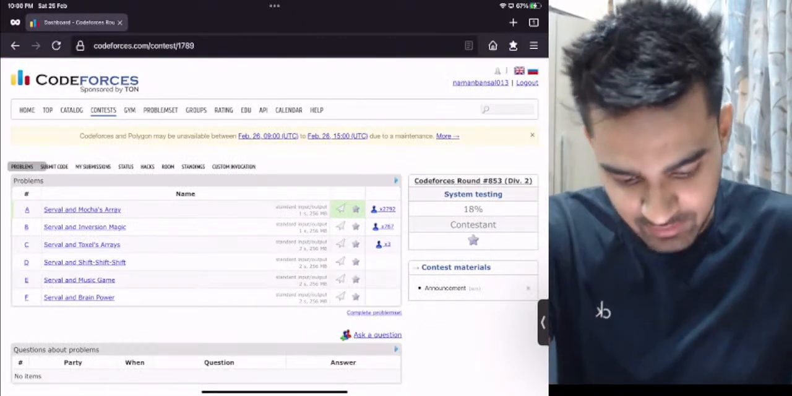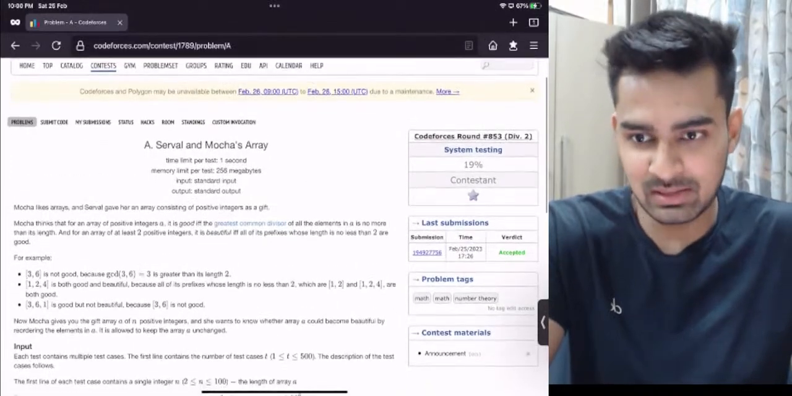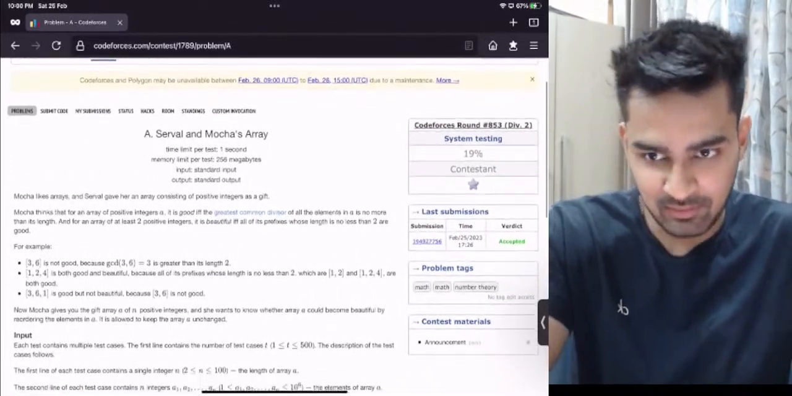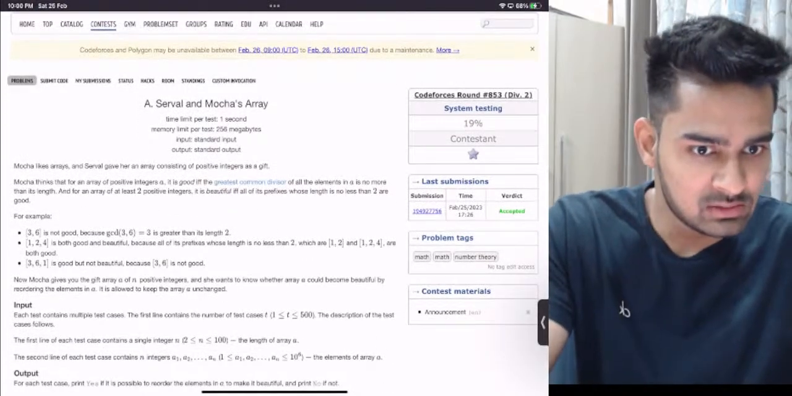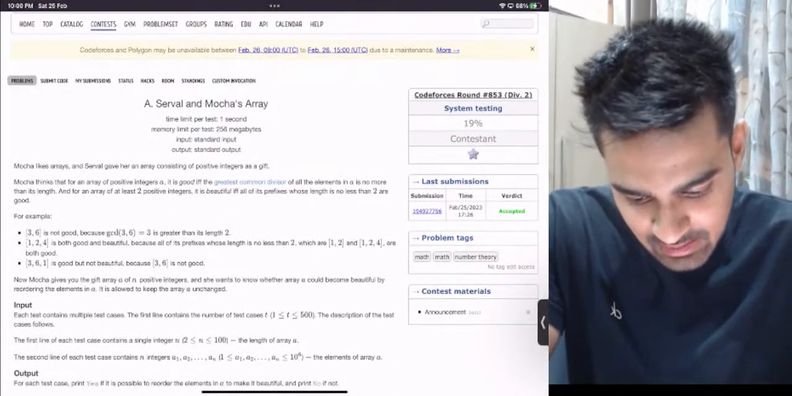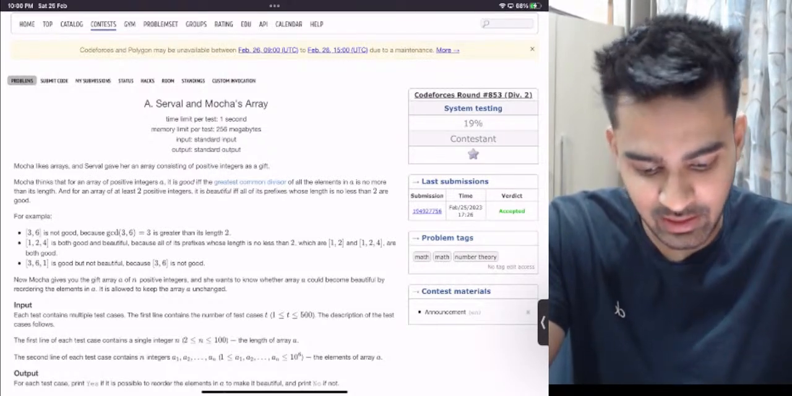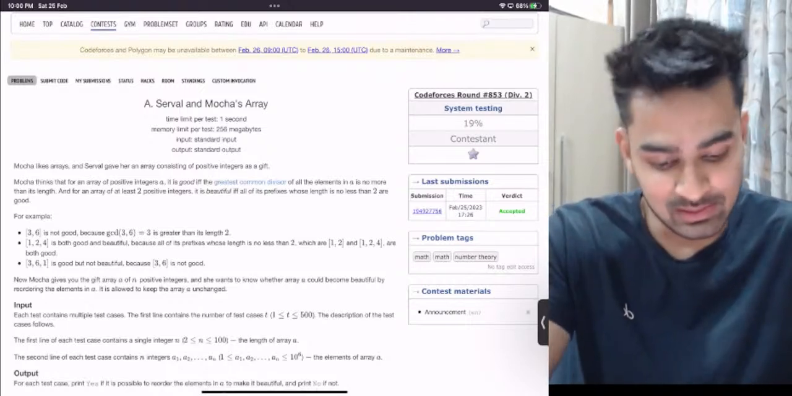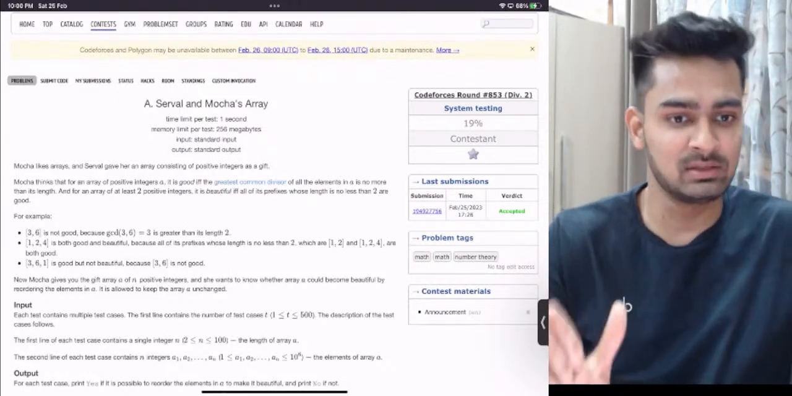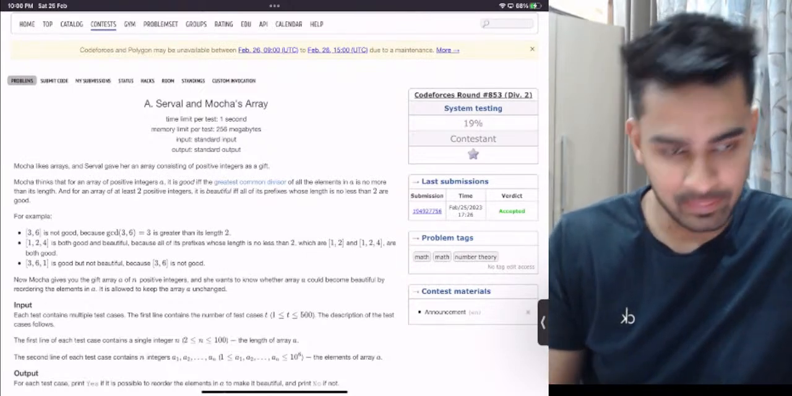Let's see the very first problem, which is Serval and Mocha Array. Mocha likes arrays, and Serval gave her an array consisting of positive integers as a gift. Mocha thinks that for an array of positive integers a, it is good if the GCD of all the elements in a is no more than its length. Basically, it is a good array if the GCD of the entire array is less than or equal to the length of the array.